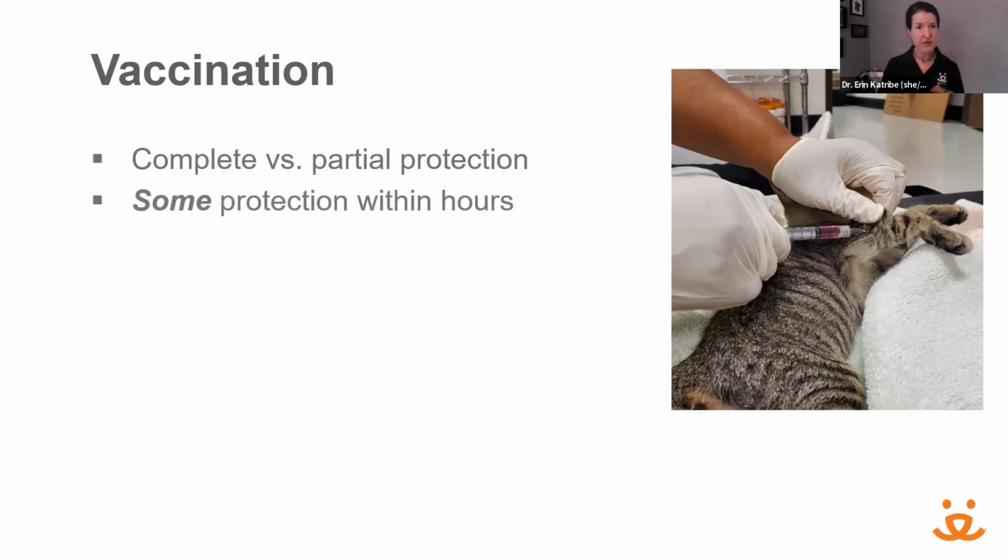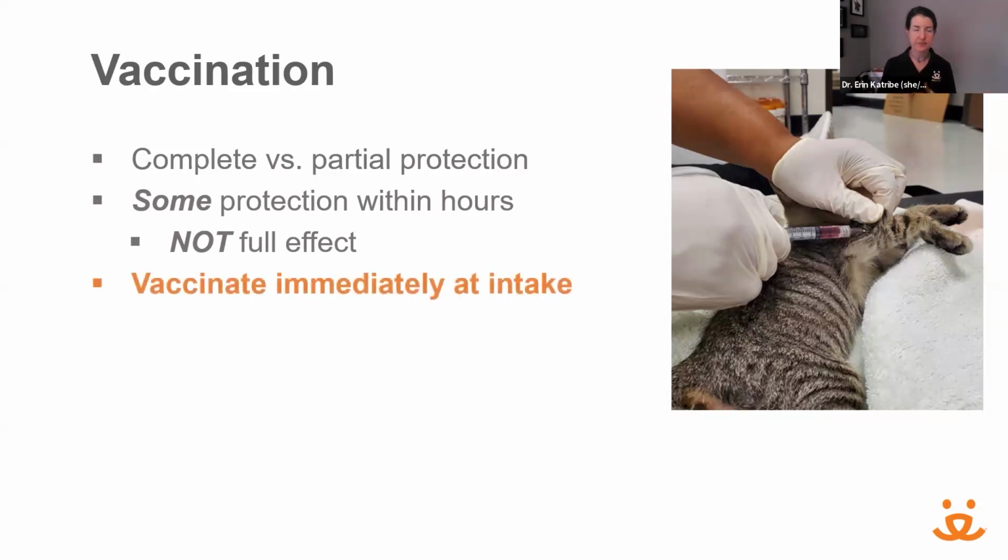For the vaccines that we have, if an animal responds, they start to respond really rapidly, within hours of being given that vaccine. This is why it is critical for us to vaccinate so early when animals come in. However, full effect will take days or even weeks if that animal responds immediately.